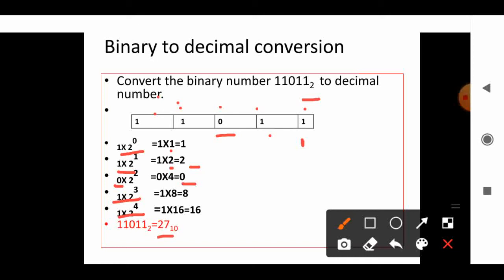After that, you have to write the base value. Decimal base value, what? It is 10. This is the way you have to convert a binary number to a decimal number. From the last bit you have to start with 1 into 2 power 0. Okay.